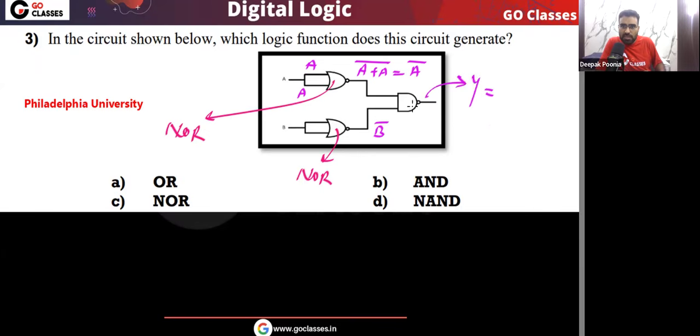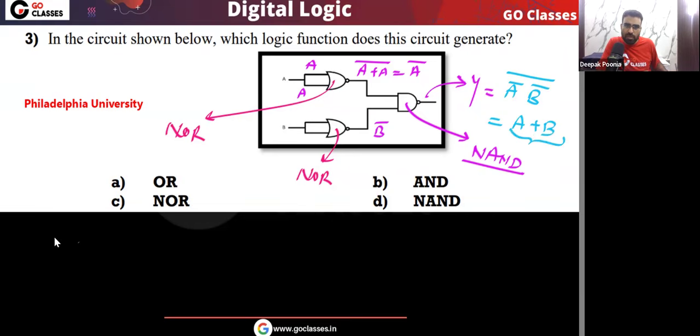Y equal to, this is a NAND gate. First we are doing AND and then we are doing NOT. Yes or no? So it will be like this, (A bar, B bar) whole bar, and that will be simply A or B. Remember, Y is equal to A or B. Please understand that the output Y is equal to A or B. So this circuit is actually implementing the OR operation. The answer will be option A.